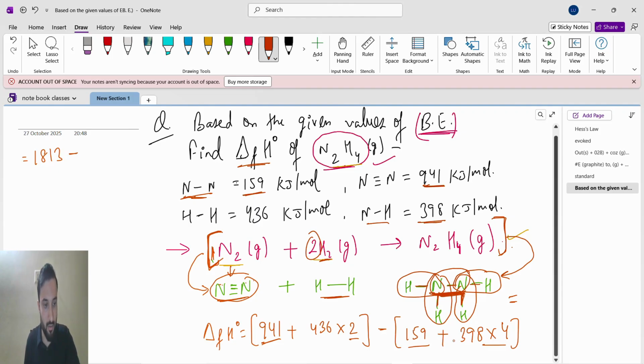398 into 4. We will get 1751. So when you do 1813 minus 1751, we will get 62. What is this? Kilojoule per mole. 62 kilojoule per mole. That is the answer.